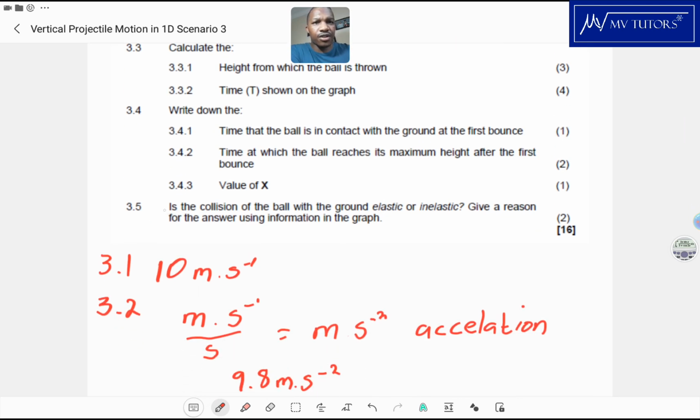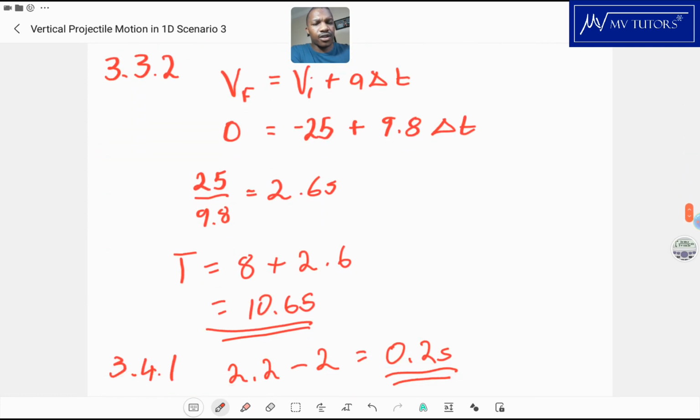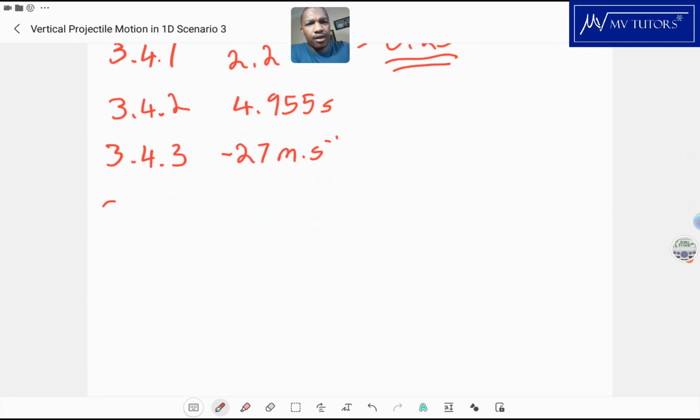Is it the final question? Is the collision of the ball with the ground elastic or inelastic? Give a reason for your answer using the information in the graph. So this requires you to know a bit of theory. First of all, you need to know what it means for it to be inelastic and elastic. If something is elastic, then we are talking about the kinetic energy involved.